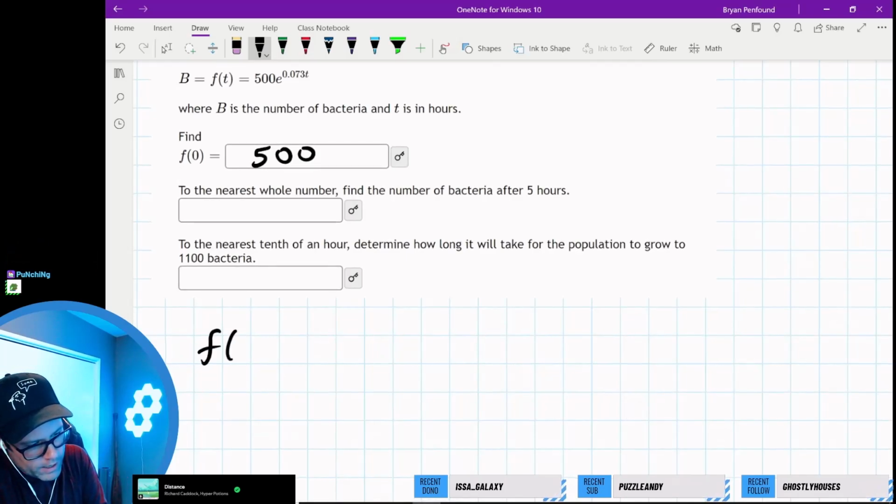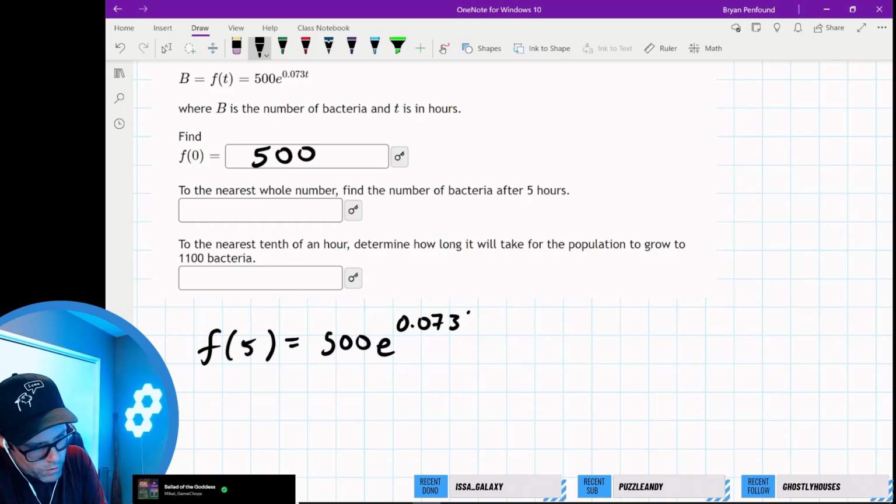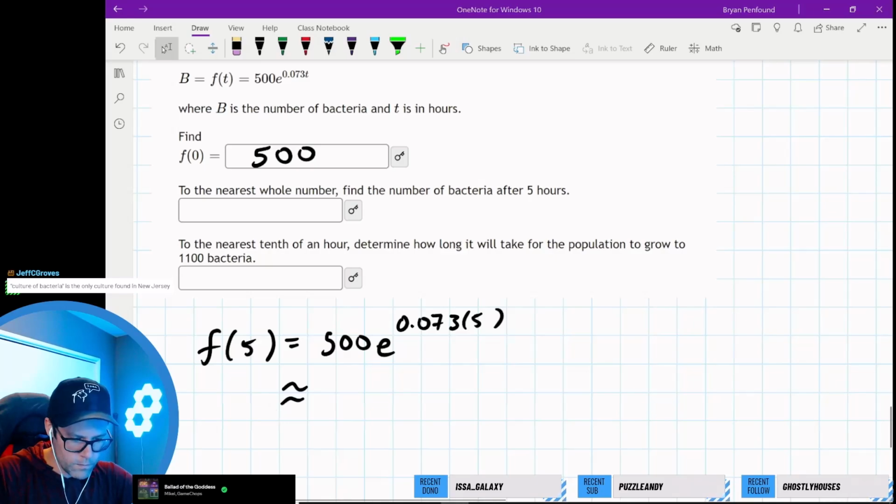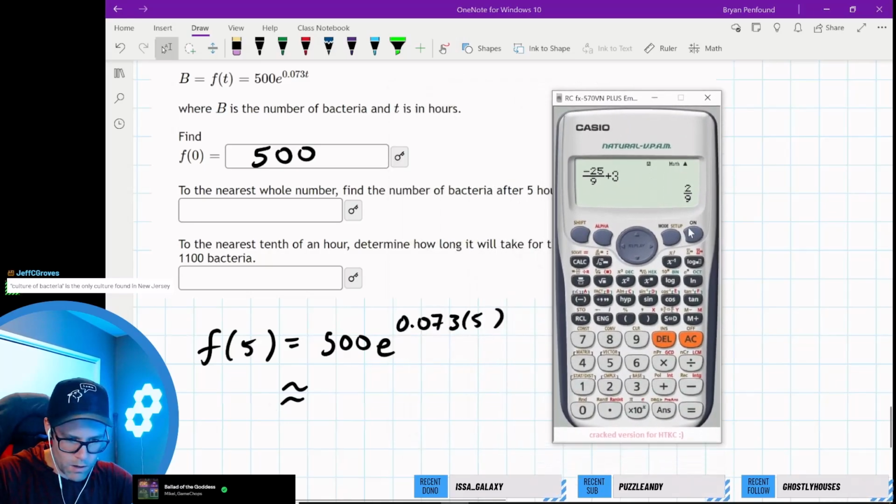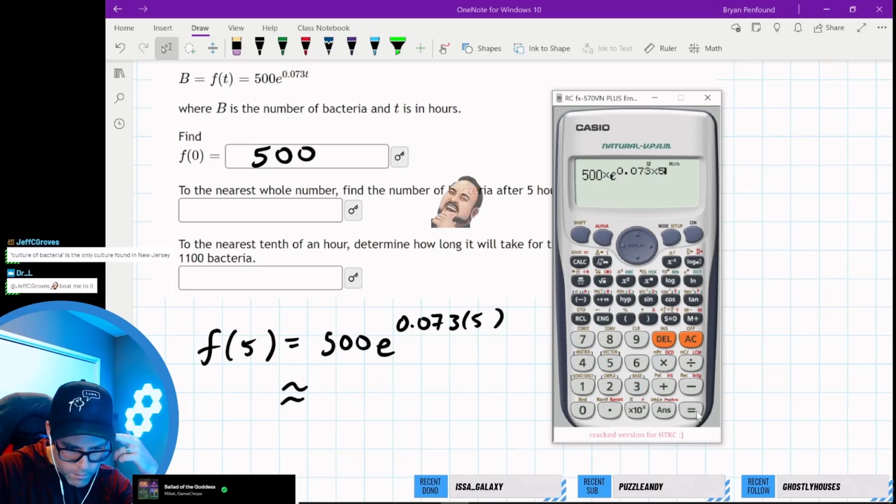So that's going to be evaluating f at 5, which is 500 e to the 0.0735. Yeah, I can't imagine this is going to come out to be something nice. So let's go 500. This is going to be probably terrible. Do we have an exponential thing? Yeah, it's over here. So e to the 0.073 times 5. So about 700 to the nearest whole number. So 720.